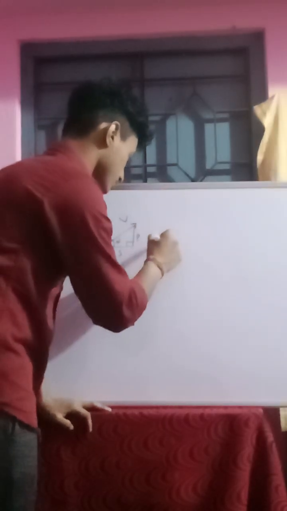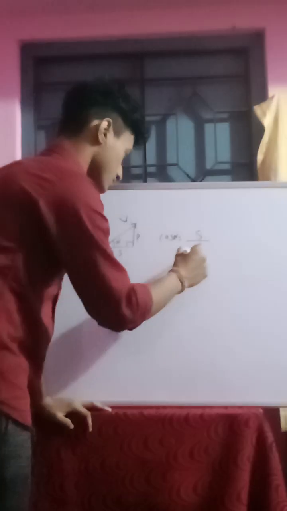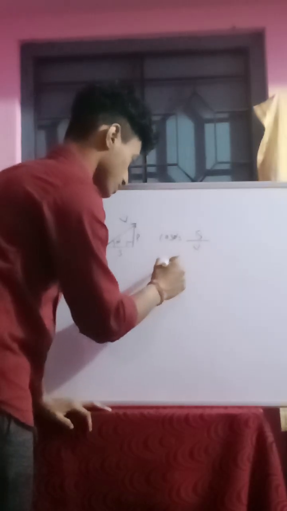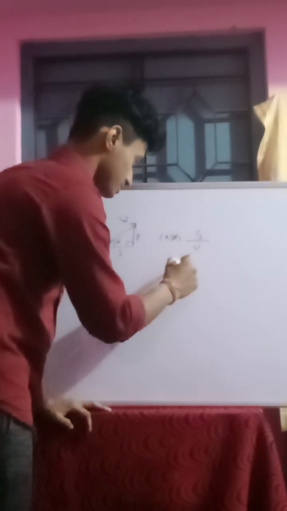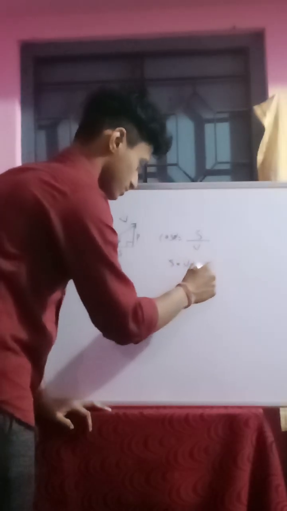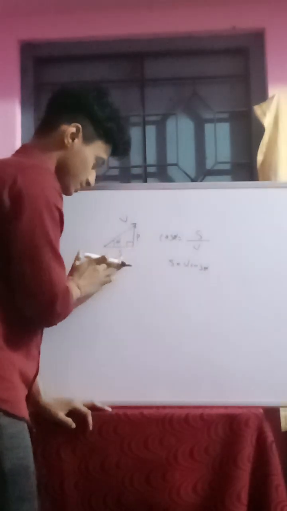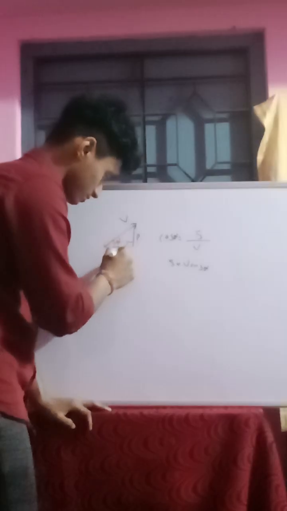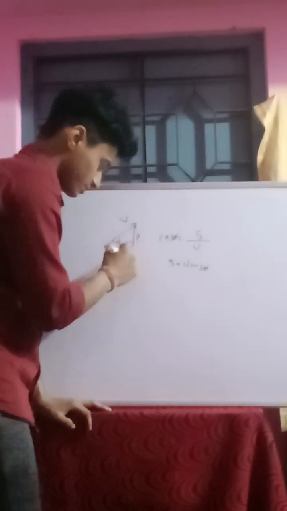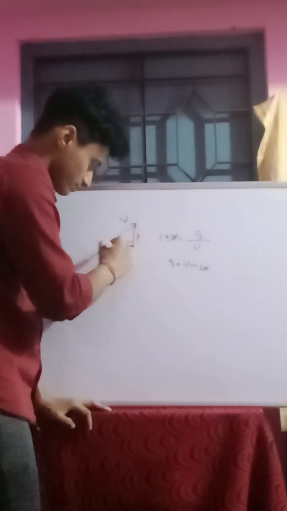So we know that cos theta is base over hypotenuse. So in this case, it would be S over V, or you can write this as S equals V cos theta. We can replace S with V cos theta, and that's how this component becomes V cos theta.